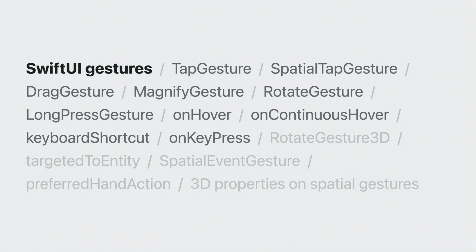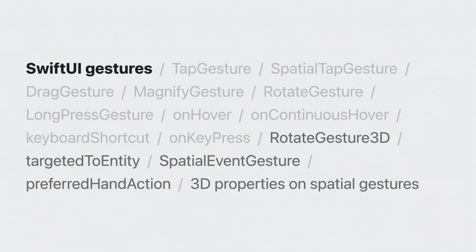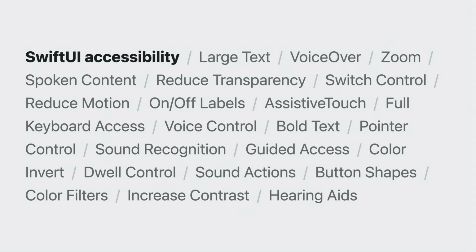The gestures you're already familiar with in SwiftUI work great, adapting automatically to each form of interaction, like tap gesture and drag gesture. And we've added some brand new gestures to enable all new kinds of rich 3D interactions, like Rotate Gesture 3D, to rotate a view in all 3 dimensions, using 2 hands or a connected trackpad. And of course, all of the same accessibility APIs and technologies from other platforms work great too, from VoiceOver and rotors to dynamic type and invert colors.